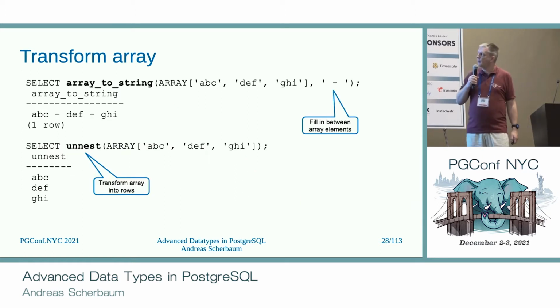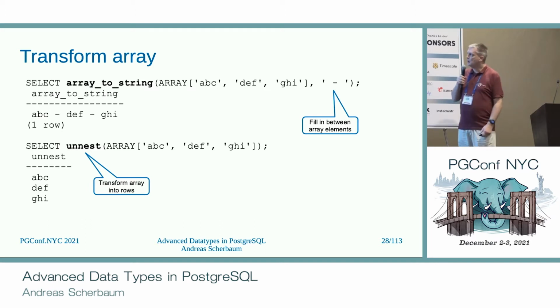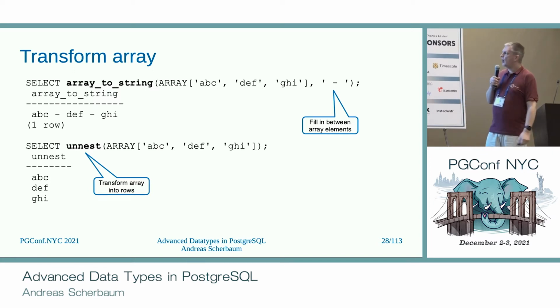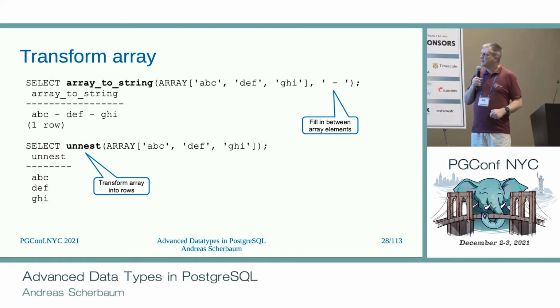You can transform arrays into strings. So if you need to have this array in another form your application might want to use, use array_to_string, and you can specify what kind of string you want to fill in between the array elements. Dash or pipe or whatever your application can work with. Maybe a comma to get a CSV back. Or you can unnest an array, and then you get multiple rows back. Every element in your array will have one row in your result set.